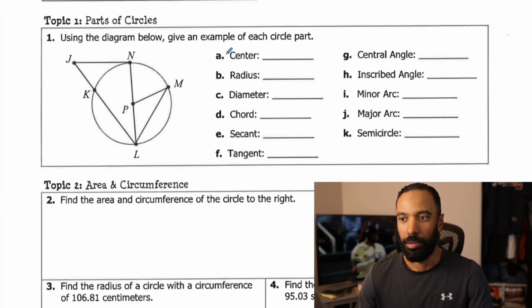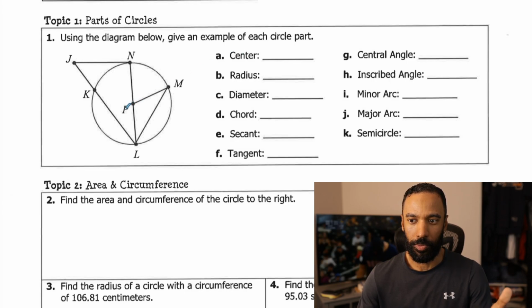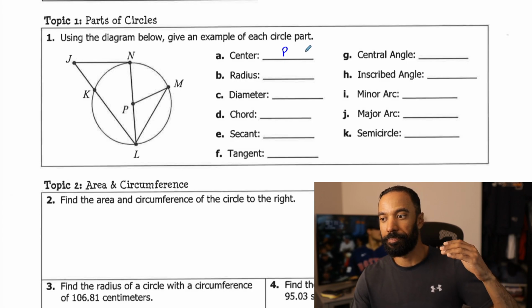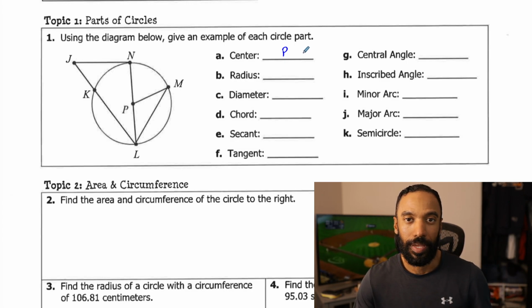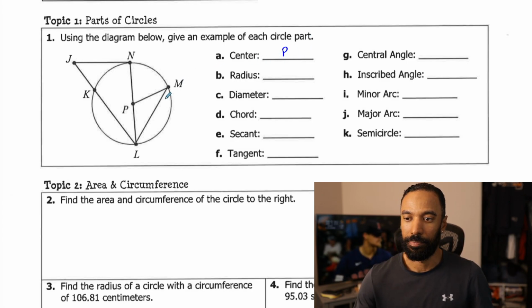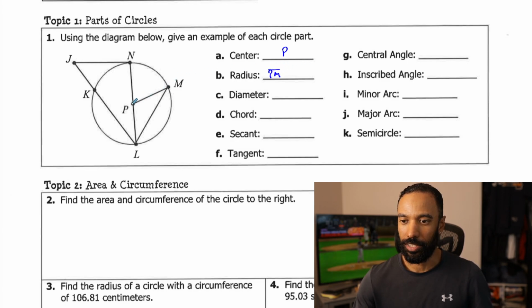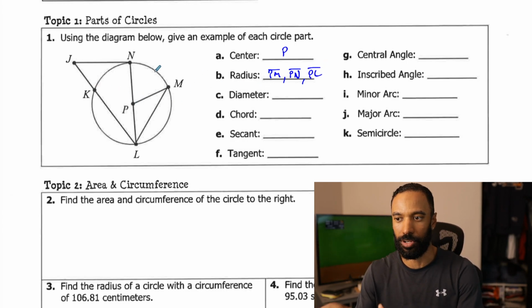So here we go. Part A, center. The center is labeled where the center is there. It's P. This is called circle P as well. It's named by its center. Radius from P to M, that works. You can also technically do P to N and P to L. You can do anywhere as long as there's a segment drawn. If I made up my own segment, I could say P to K, but I'll leave it. That's from center to end of circle.